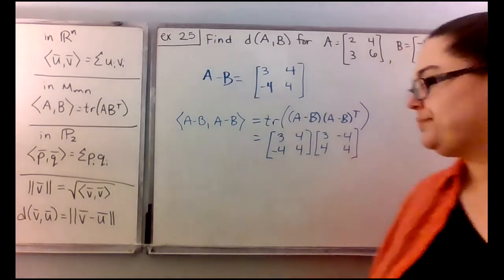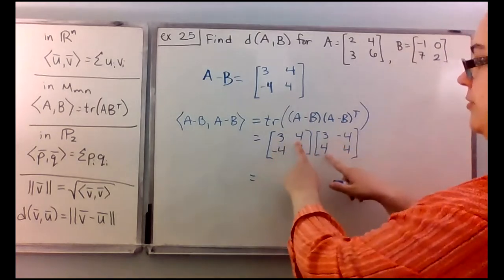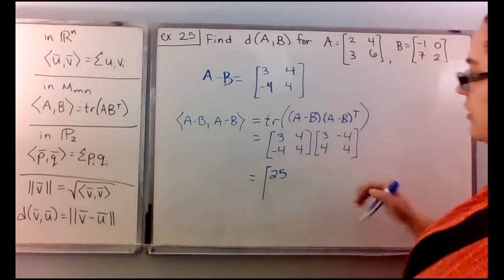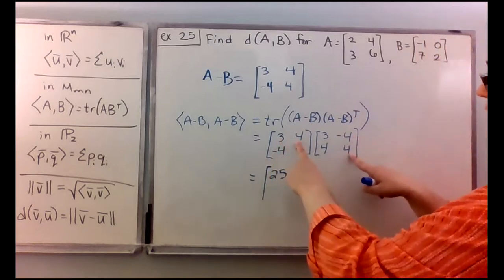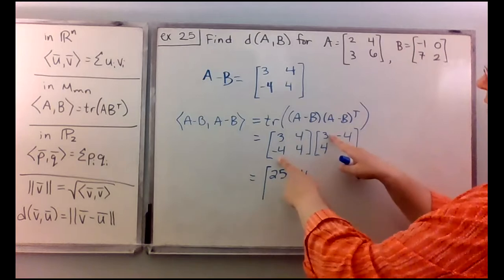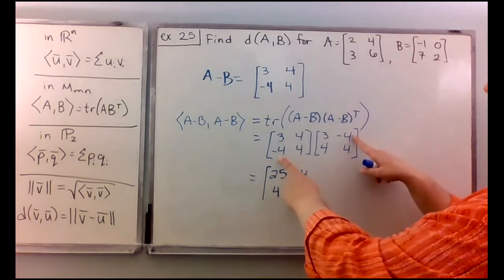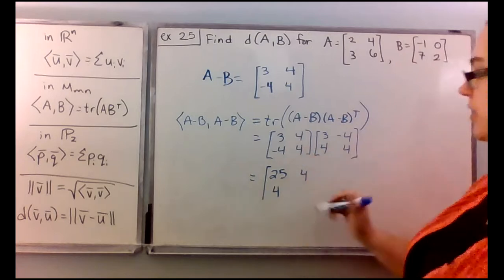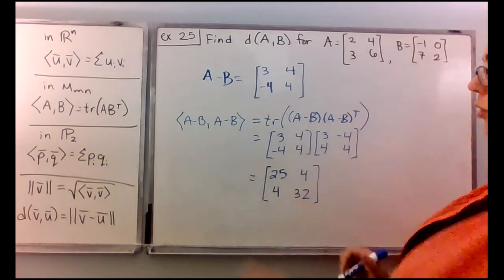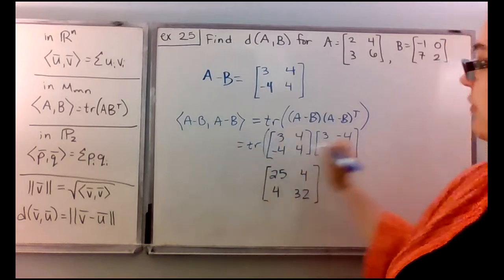And now we multiply. So we get, let's see, 9 plus 16 is 25. -12 plus 16 is 4. -12 plus 16 is 4. And 16 and 16 is 32. Oh, and I dropped my trace. I don't want to do that. So this is my trace of all of that.